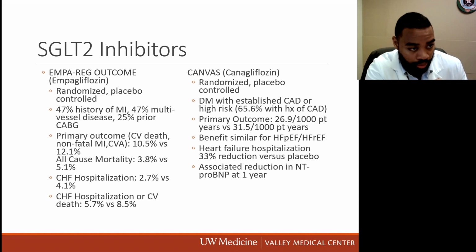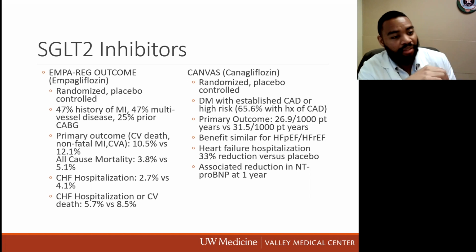In particular with empagliflozin, almost half of these patients had a history of MI, half had a history of multivessel disease, and a quarter actually had prior bypass. And so the primary outcome, which included basically non-fatal MI, stroke, and CV death, was significantly reduced for these patients. All-cause mortality was reduced, CHF hospitalization was reduced, and CV death was also reduced.